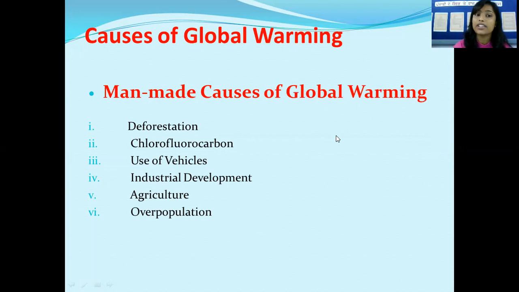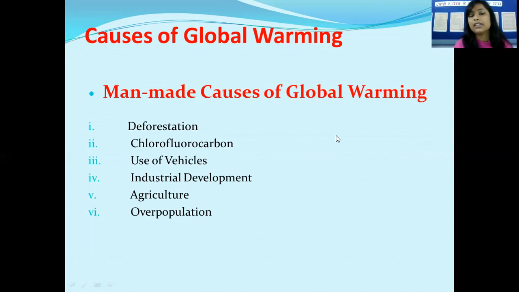The second point you can see on your screens is chlorofluorocarbons, or CFCs. Now, what is the effect of chlorofluorocarbons? When we are using refrigerators, ACs or aerosols, they produce these chemicals known as chlorofluorocarbons. Now, what do they do? Chlorofluorocarbons are actually responsible for depleting the ozone layer.